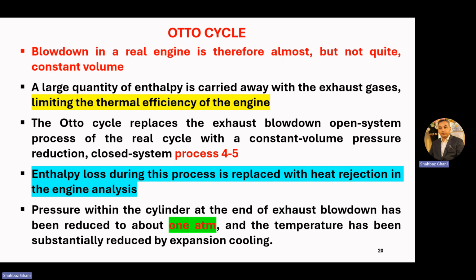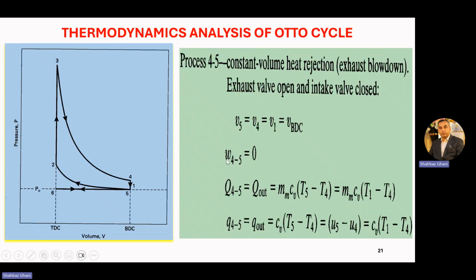Now, blowdown in a real engine is therefore almost, but not quite, constant volume because the piston is still moving towards BDC. But in the Otto cycle, we take it as constant volume. A large quantity of enthalpy is carried away with the exhaust gases, limiting the thermal efficiency of the engine. So this is a demerit, but it has to be there. The Otto cycle replaces the exhaust blowdown open system process of a real cycle with a constant volume pressure reduction closed system process, 4 to 5. Let's see. Now, this process 4 to 5 is your exhaust blowdown.